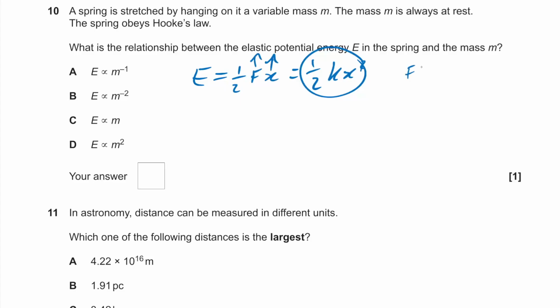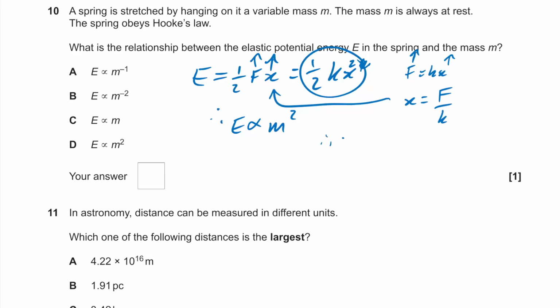We can say that because F equals Kx, if the force goes up, then X goes up. So we have X squared, which means that E should be proportional to M squared. Alternatively, we could replace X instead of F. We have X is equal to F over K. If we pop this in here, we end up with E is equal to a half F squared divided by K. So if F is proportional to the mass, then therefore it's F squared. Either way, you're going to end up with energy being proportional to M squared, so the answer is D.